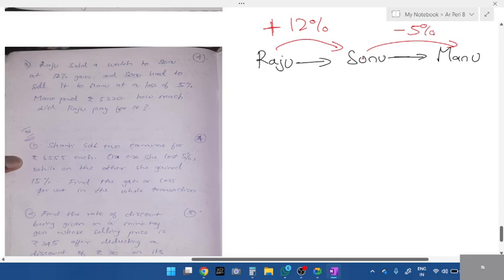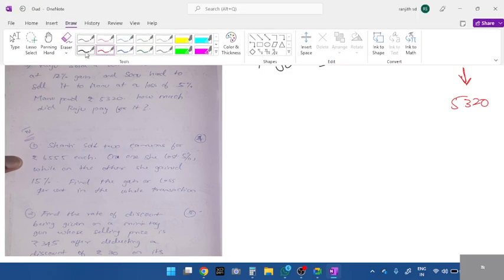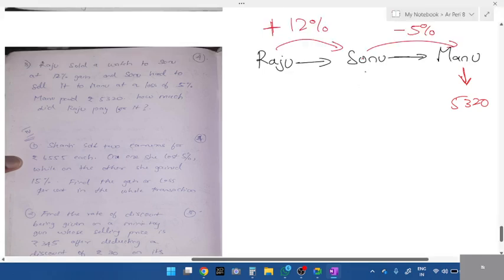I'll put minus 5%. Manu paid how much? Manu paid 5,320. When three people are involved, what did I tell you, students? How did you all solve this question? When three people are involved, start with Sonu. For Manu, this is cost price. For Sonu, what will this 5,320 be? It should be selling price. Right? Is it clear?